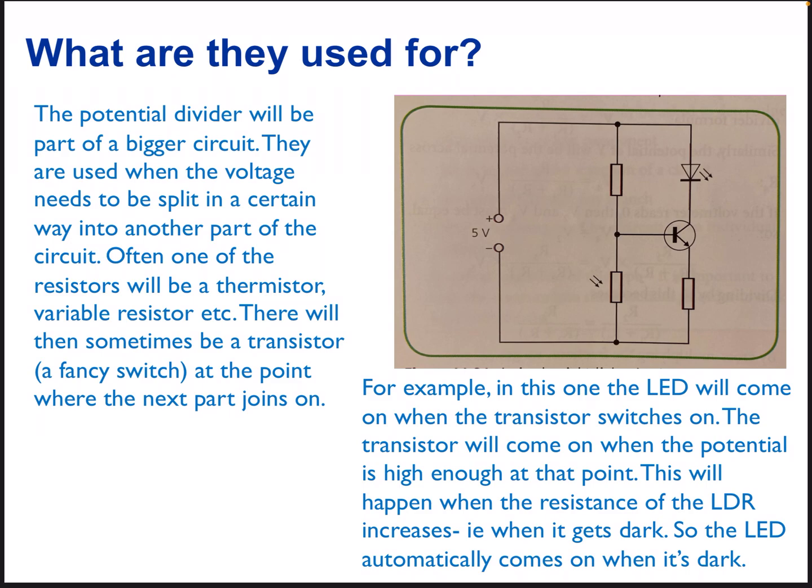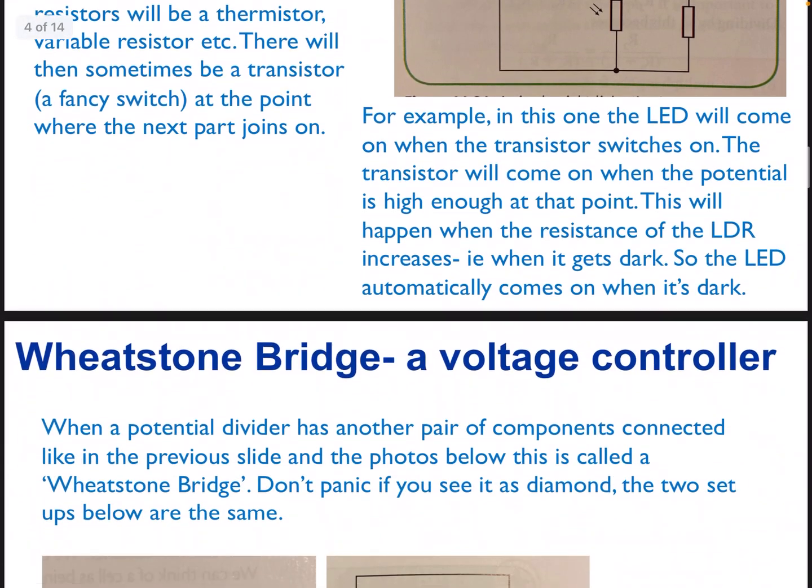So for example, in this one, the LED will only come on when the transistor switches on. Now a transistor only comes on if the potential or the voltage is high enough. So for the voltage to be high enough at that point in the middle of that circuit, that is based on the voltage across the LDR. So it will only come on if the voltage across the LDR is high enough, and that will only happen if the resistance is high, which only happens when it gets dark. So basically that LED comes on automatically when it gets dark enough. So that's the sort of thing it's used for.